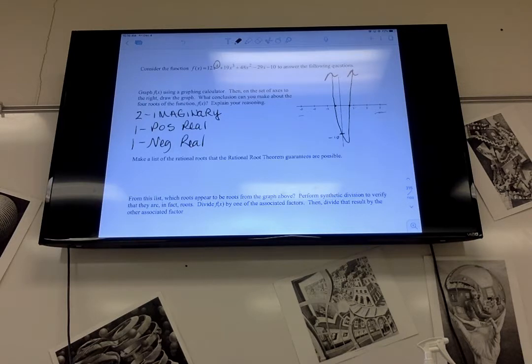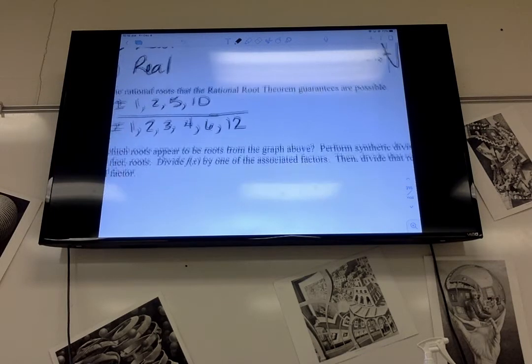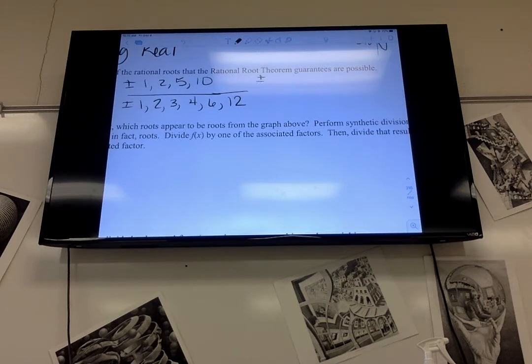Okay, so list of possible rational roots. Plus or minus factors of 10: 1, 2, 5, and 10. Factors of 12, there's a lot of those: 1, 2, 3, 4, 6, and 12. We are going to have a lot of possible rational roots. Okay, so plus or minus 1 over 1, 1 over 2, 1 over 3, and so on. So that's 1 over all the numbers.